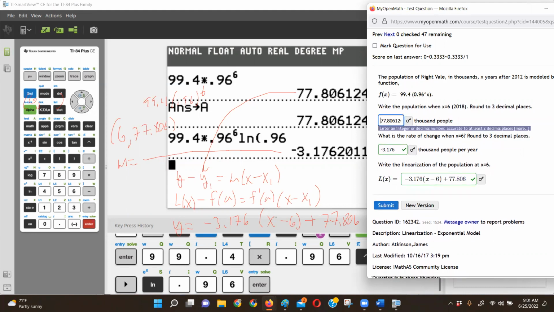Oh, did I write equals? That's what it didn't like. There we go. Didn't like my equal sign. I don't know why I wrote equals. All right, so that's how you do it. Okay, it's just this linearization. We're not asked to predict with it.